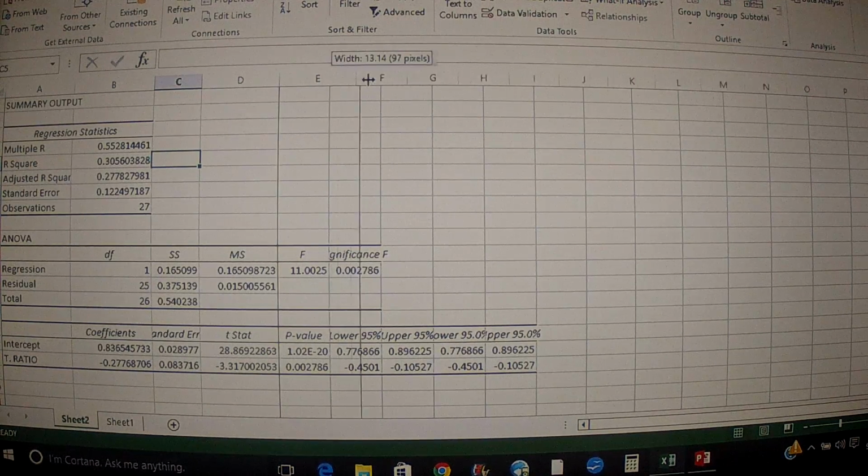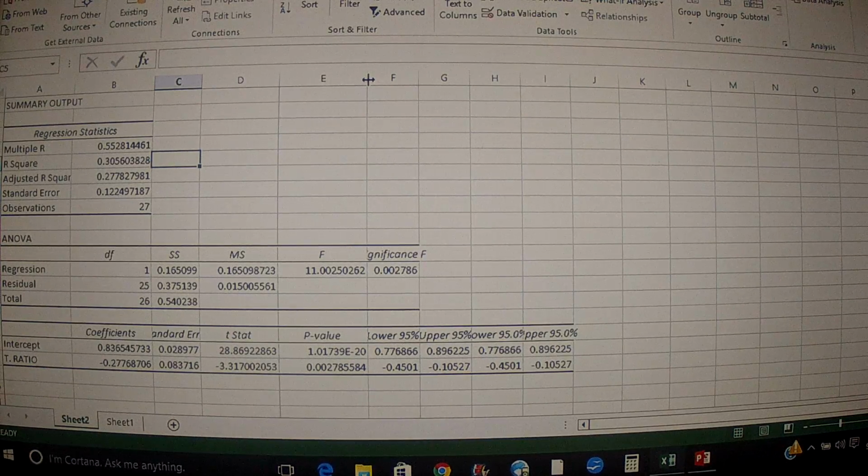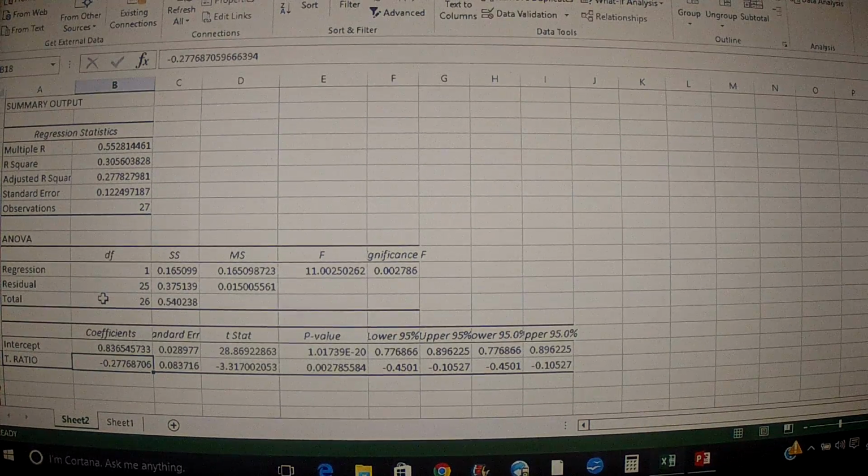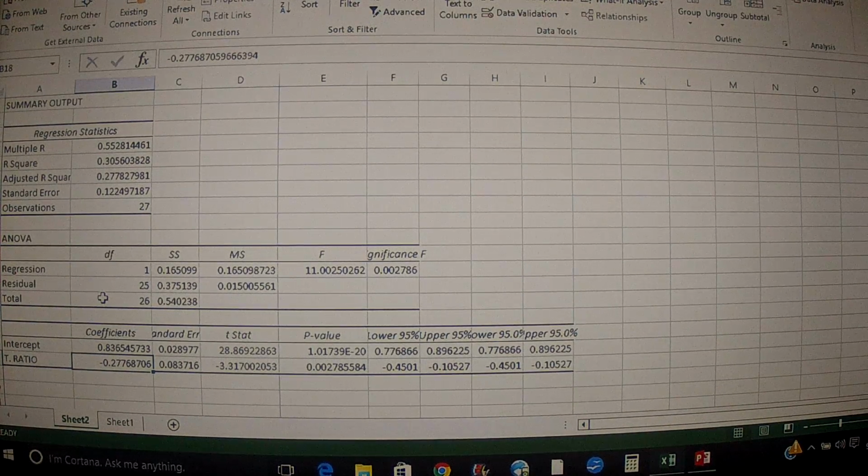So really the most important ones are the ones we talked about, right? That would be our p-value here, our t-stat, our coefficient. So you see here we have our turnover ratio, and by looking at our coefficients here, I see a negative coefficient. So that is telling me that as one variable goes up, the other one goes down, and vice versa.